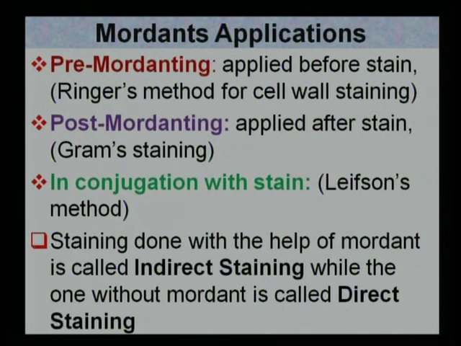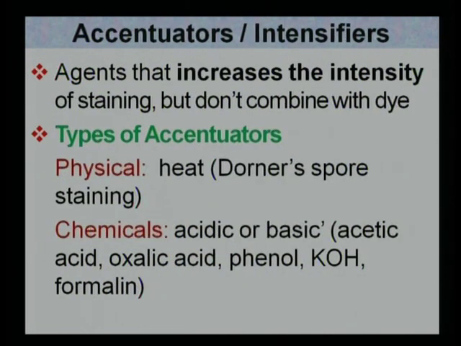Now, on the basis of whether we use mordants or not during the staining procedures, staining techniques are classified as indirect staining or direct staining. That is, if it is done with the help of a mordant, we call it an indirect staining because we are taking the help of another chemical apart from the dye. While in those staining methods where the mordants are not used, we call them direct staining techniques.